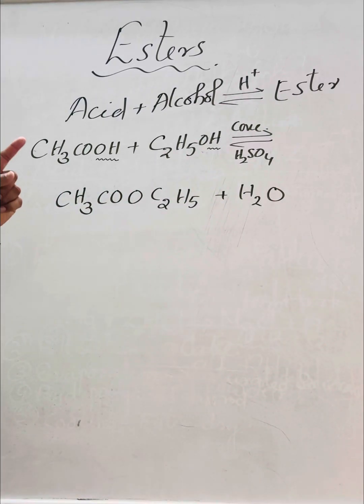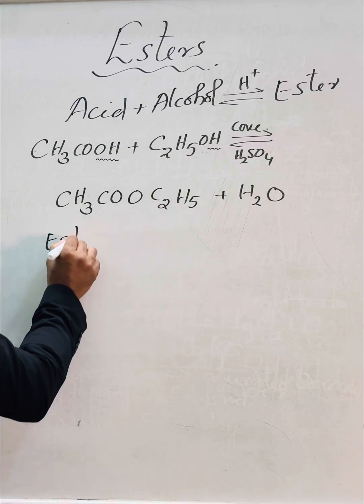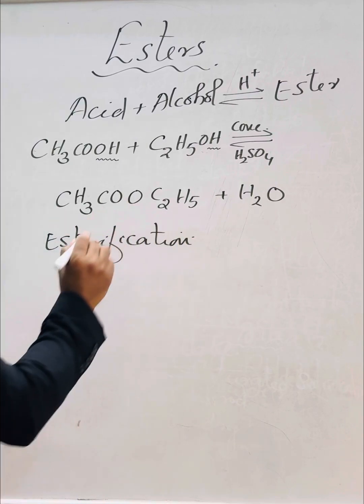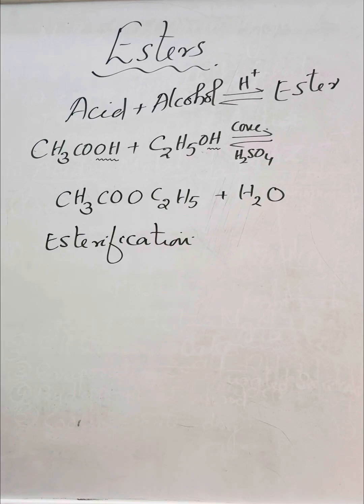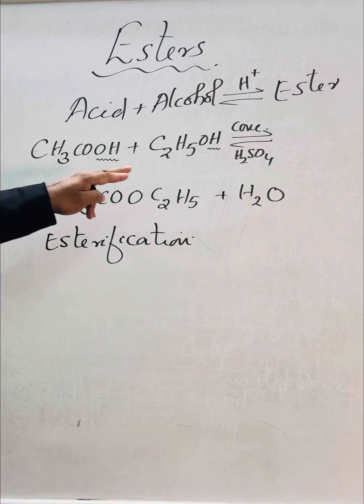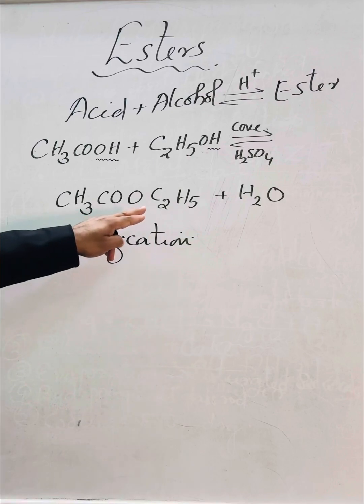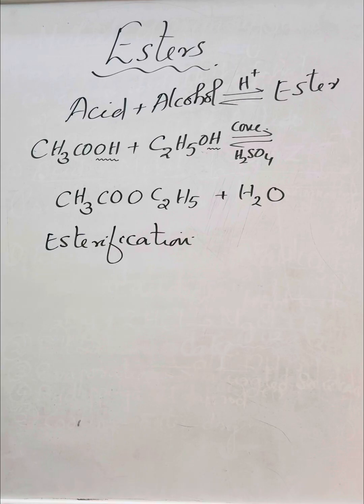An acid reacts with an alcohol in the presence of acid, and you will get an ester. This process is known as esterification. Now, we get an ester. Which acid did we use? Ethanoic acid. Which alcohol did we use? Ethanol. The product is ethyl ethanoate.